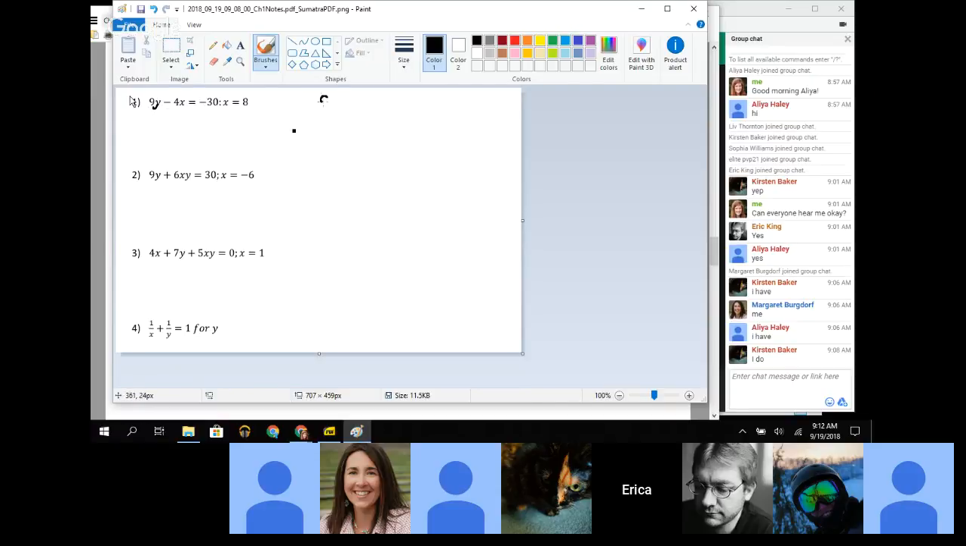So for this one, we have 9y minus 4x equals negative 30. And we want it to be in the form of y equals something. Now, I know over here I have x equals 8. We're going to wait to plug that in because what we want to be able to do is put in any x and easily figure out what our y is. So if I want to make this y equals, basically I'm trying to get y by itself, right? So I'm going to do a lot of the same things that I would do when I was solving equations. I just now have two variables instead of one variable.